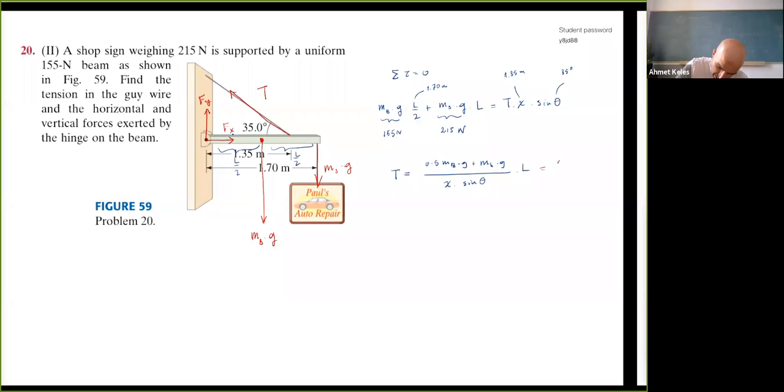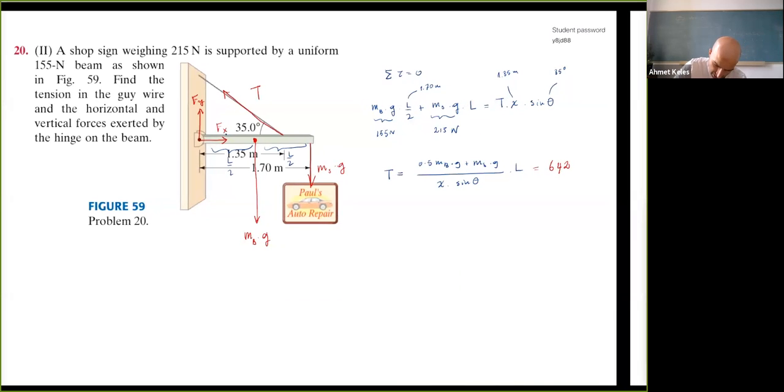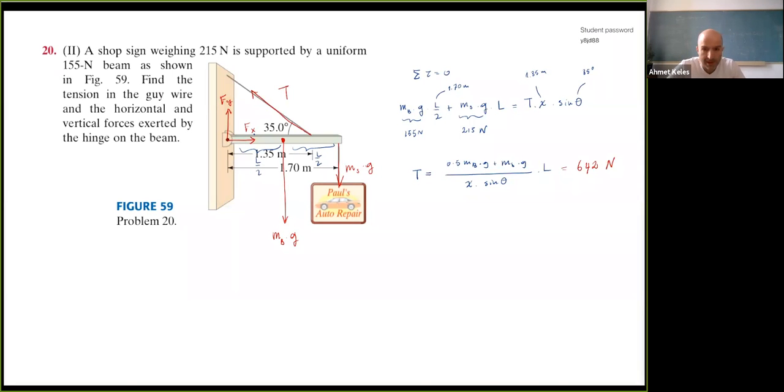This is equal to 642. Let me look at the digits. Yeah, Newton. So I found 642. Maybe I can check. Can somebody else also do this? Just to make sure we got the right result. Majority says 642, so it is 642.